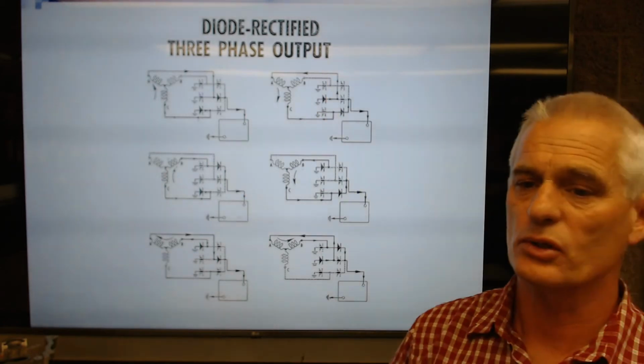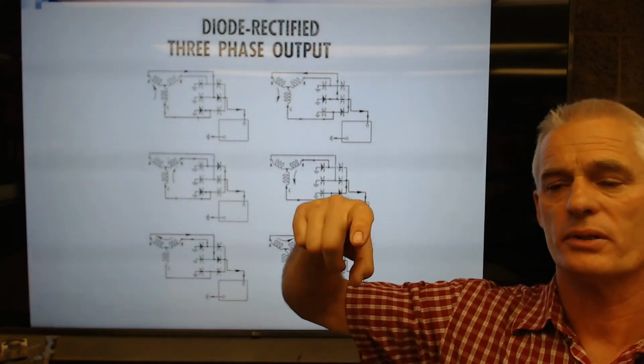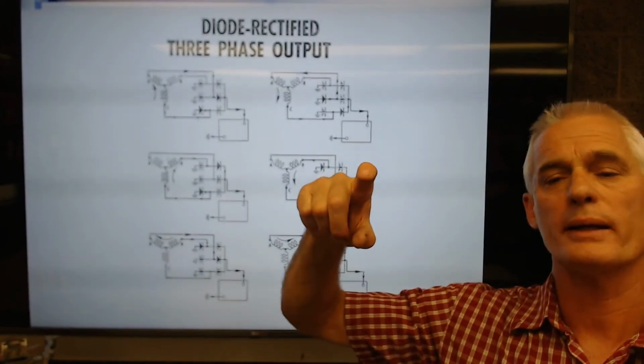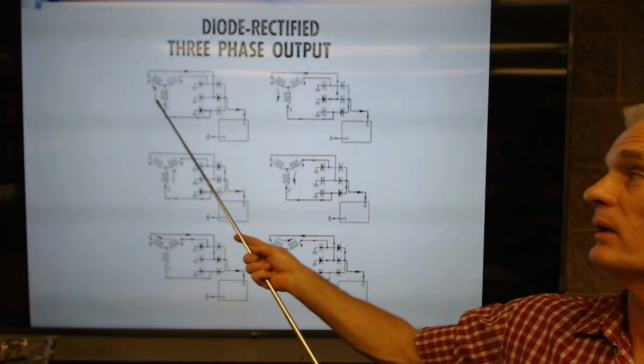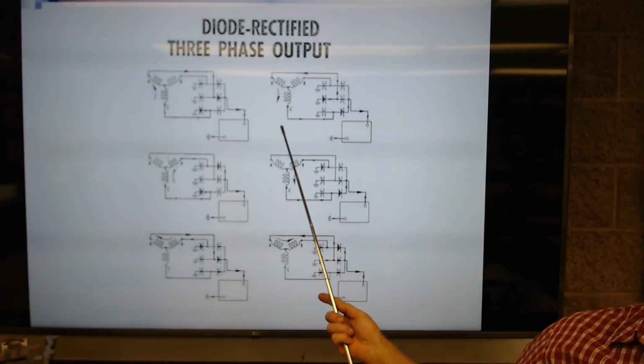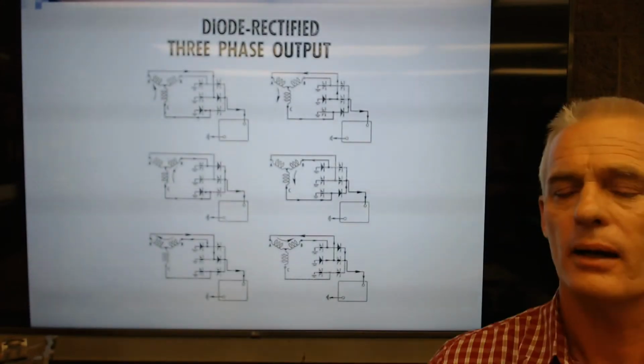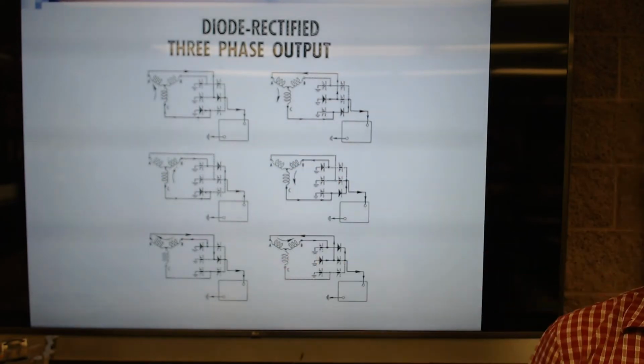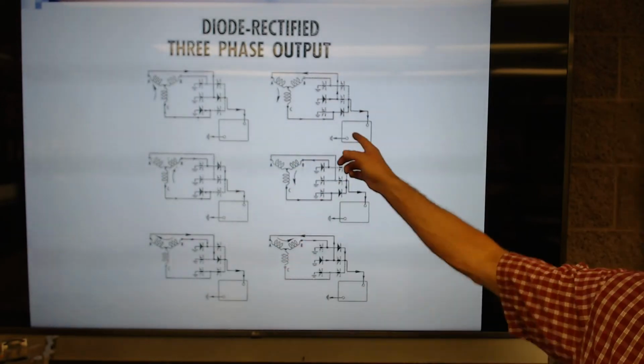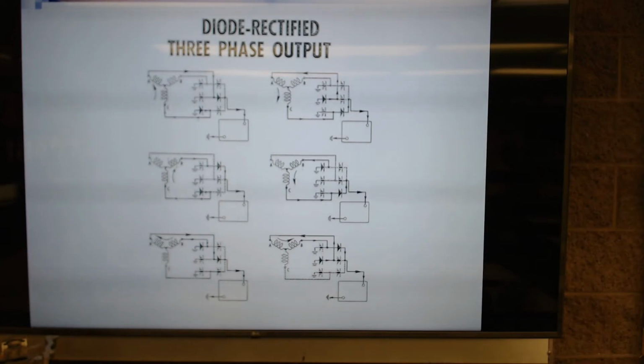Okay, so as the North Pole approaches a stator winding, current flows in one direction. As it goes away, it flows in the opposite direction. So that gives you a little idea of how we convert the three phases of alternating current into DC to charge the battery. Let's go further.